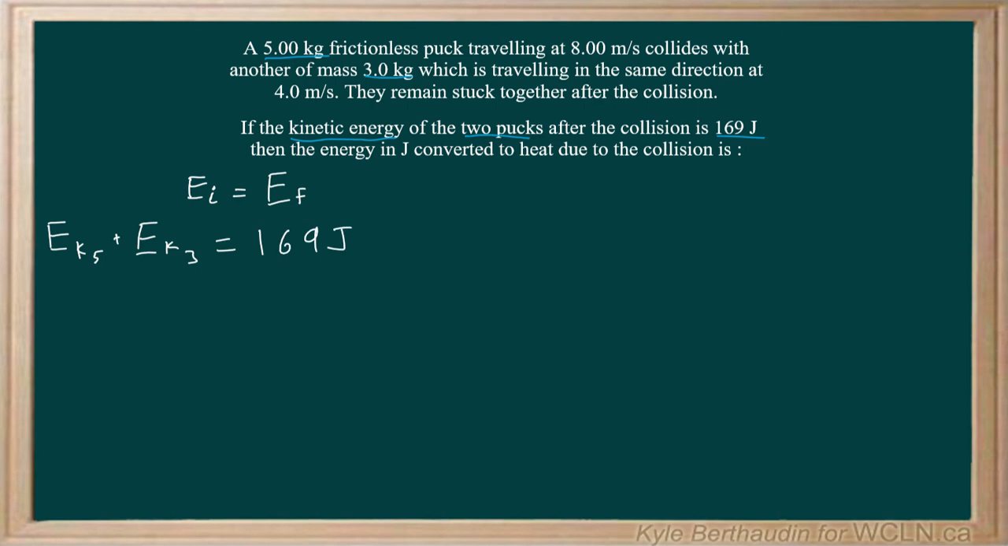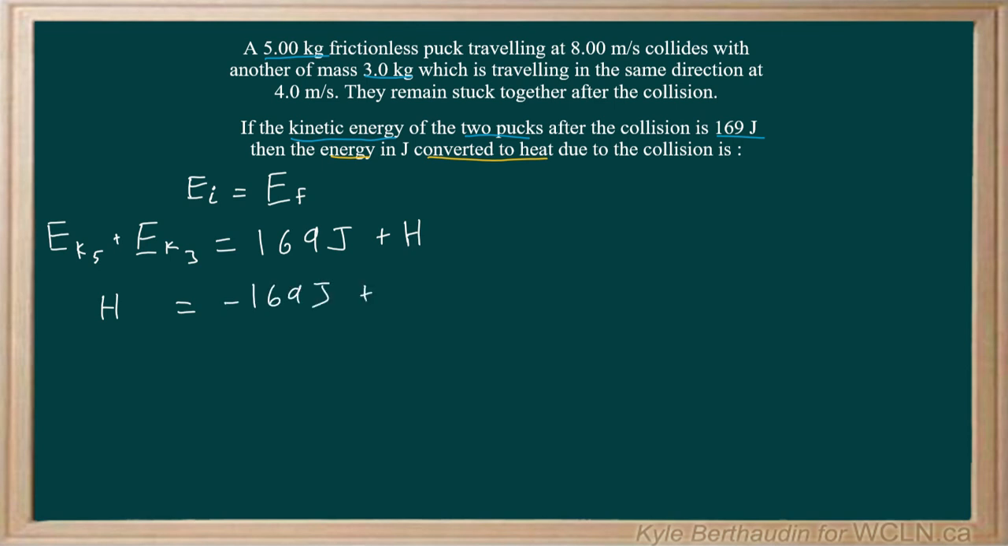And then we also know that some energy is converted to heat in the collision. So we know that there's some energy that's converted to heat, and that's what we want to find. We want to solve for that energy, which I'm calling H. So if we isolate H on one side of the equal sign, then we get the kinetic energy of 5 plus the kinetic energy of 3 minus 169. So I'll put the negative 169 joules first.